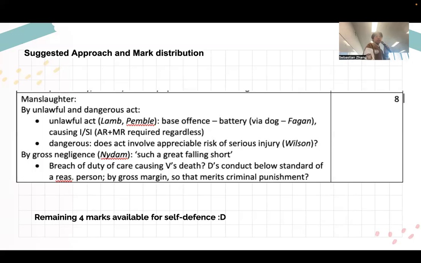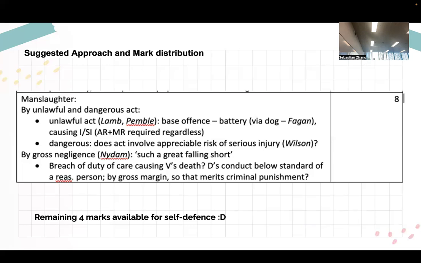Let's talk about the answer key. First of all, unlawful and dangerous act and negligent manslaughter. 8 marks for this section. First of all, unlawful act. The base offense is battery via dog, and then causing injury or serious injury. AR plus M are required nonetheless. The fact that I wrote injury or serious injury, I took this clearly from a past exam paper. It's not a past exam paper, I clearly took the answering structure from a past exam paper. So it might be that injury or serious injury could be acceptable, but I will check that regarding the 10-year point.